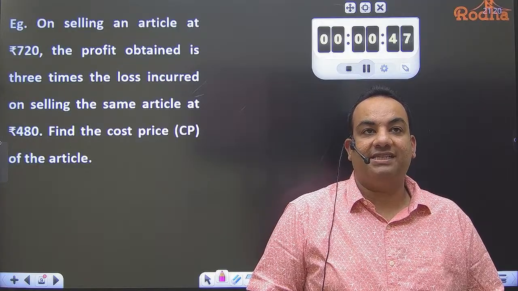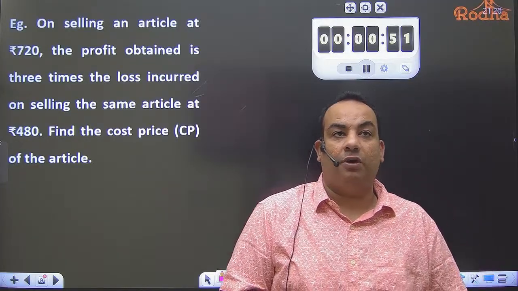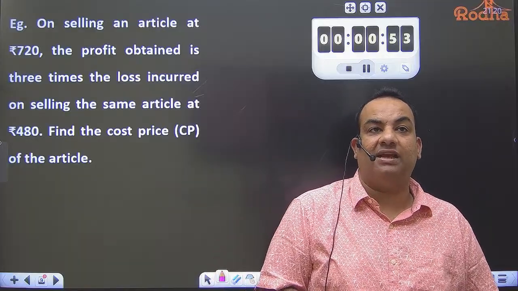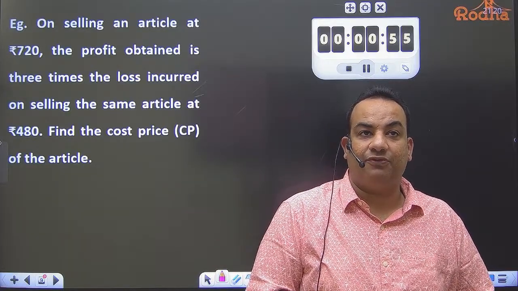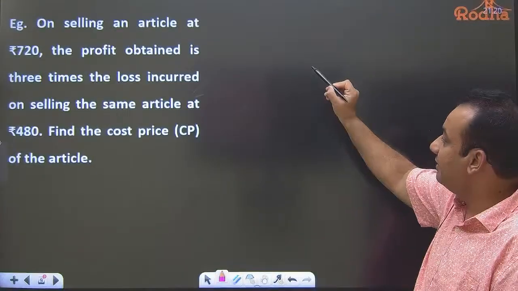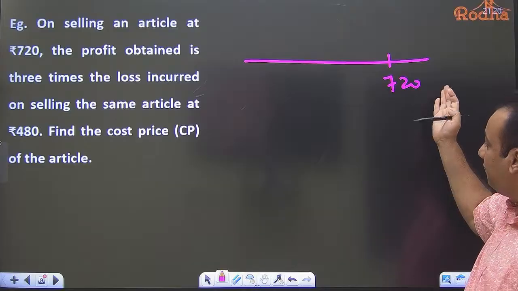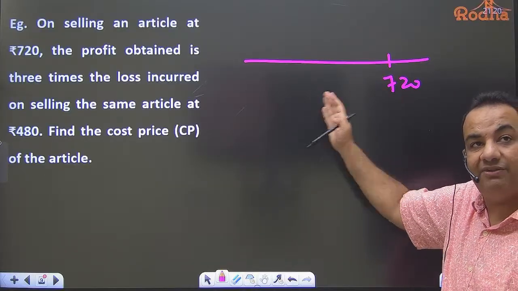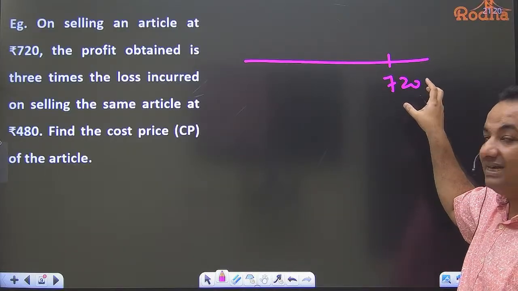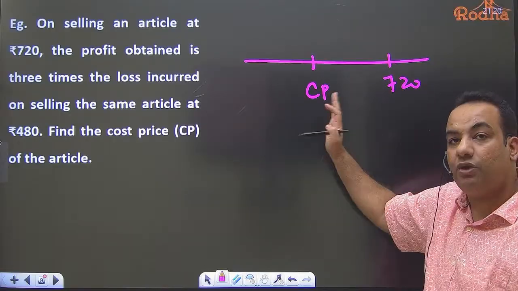Now, what is given in this question? When you sell an article at 720, the profit obtained is 3 times the loss incurred on selling the same article at 480. What is the cost price of the article? They are saying that when you sell the article at 720, there is a profit. So definitely my cost price would be less than 720.